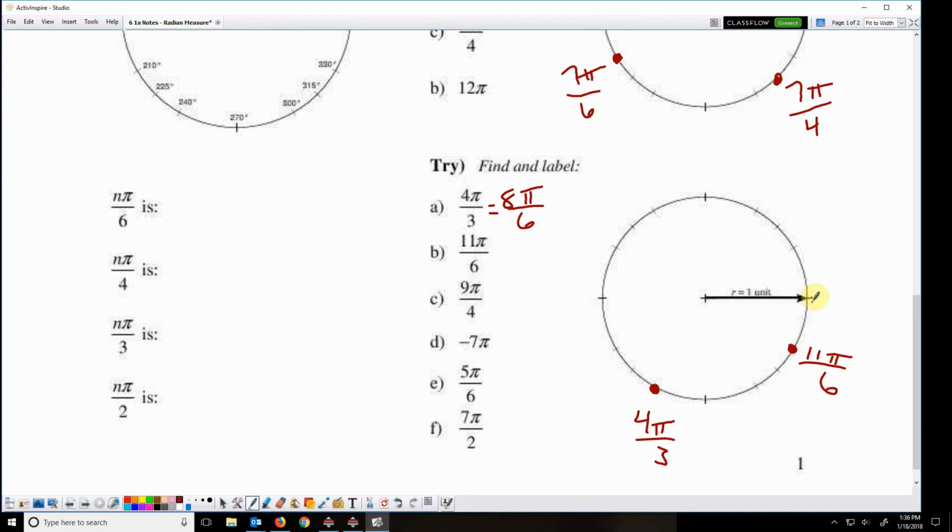9 fourths. If I go all the way around, that's 8 fourths, because that's 2. I only need 1 more fourth. 9 fourths is right there.